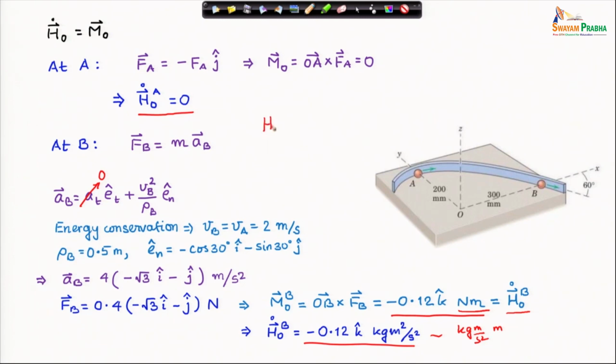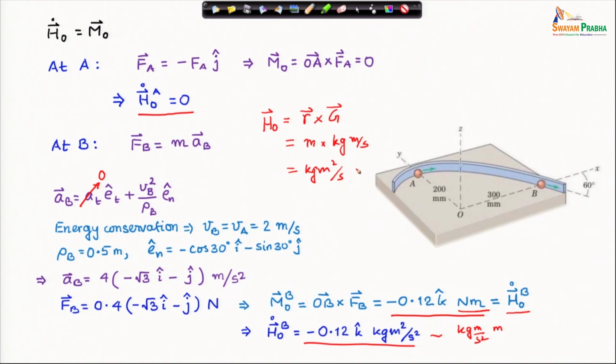H O, which is the moment of linear momentum, will therefore have units. R is meter, times linear momentum, mass into velocity. Therefore, the units of H naught, which is the moment of linear momentum, is kg meter square per second.